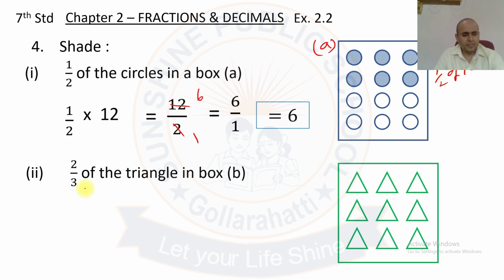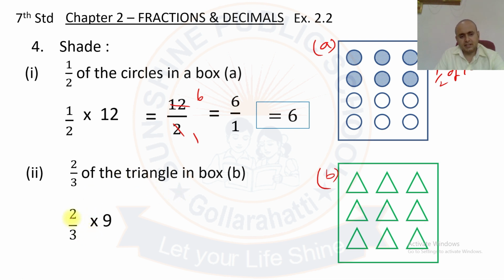Next question, look. 2 by 3 of the triangles in box B. So this is box B. In this we have to shade 2 by 3 of the triangles. So let us write 2 by 3 as it is and let us count how many triangles are there. 1 2 3 4 5 6 7 8 9. There are 9 triangles. So I will multiply into 9.